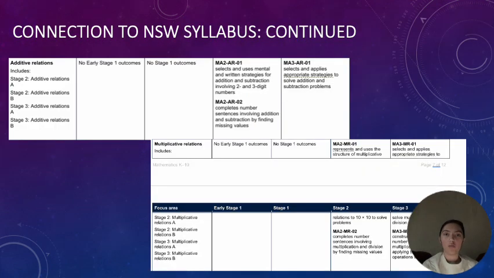Additionally, this aligns with the New South Wales K-10 syllabus outcomes MA2-AR01 and MA2-AR02 in relation to additive relations, which was seen in my solutions earlier. It also aligns with the Stage 2 and Stage 3 syllabus outcomes for multiplicative relations, including MA2-MR01 for Stage 2 and MA3-MR01 for Stage 3, which you can see on the diagrams.